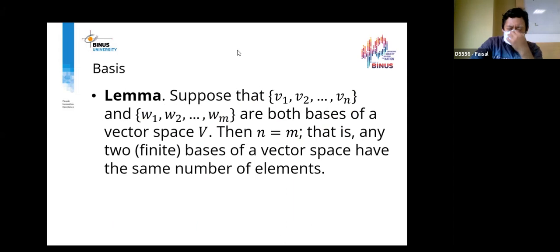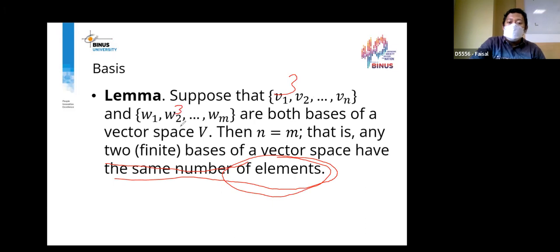This is one important property of a basis. The number of vectors in a basis is always the same. That is, any two finite bases of a vector space have the same number of elements. So if the first one has 3 vectors, the second basis also has 3 vectors, and another basis of the space also has 3 vectors.